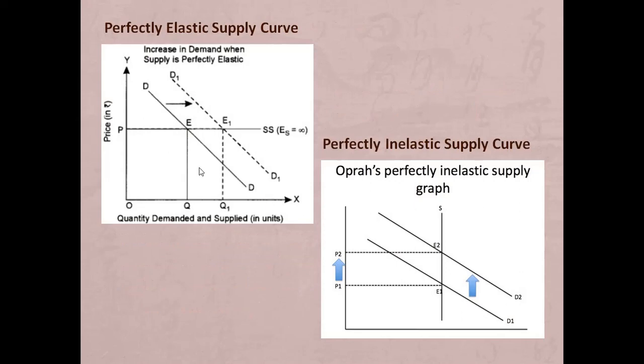So here, when there is a change in the demand, let us suppose that this is your initial demand curve, DD, and this D1 is a new demand curve. Now when the demand increases, quantity also increases, but the price will remain constant.